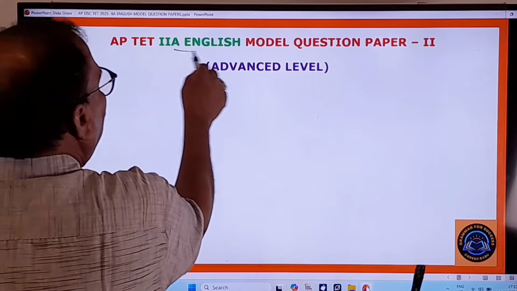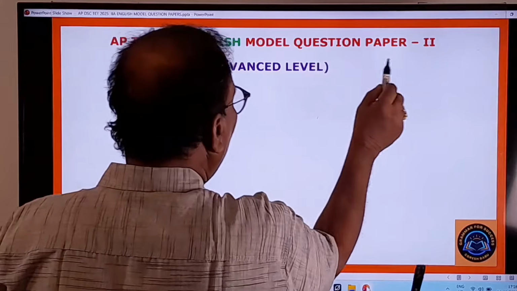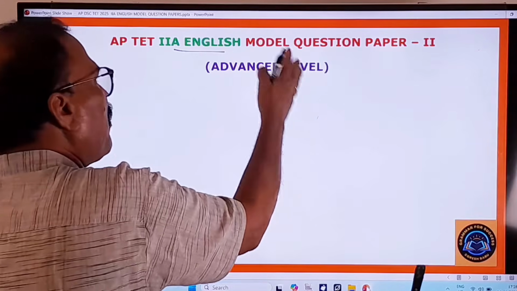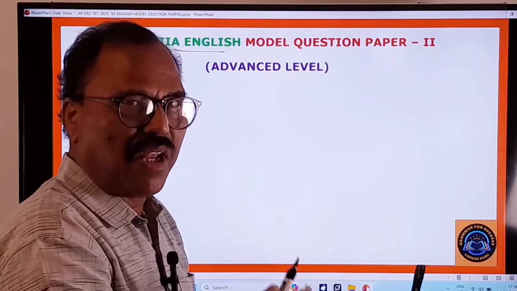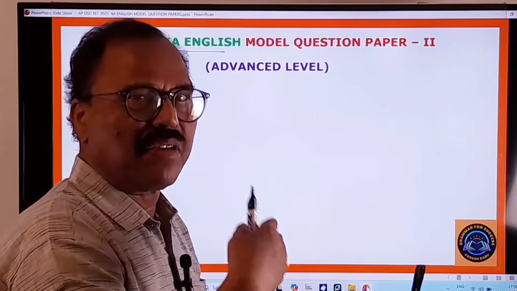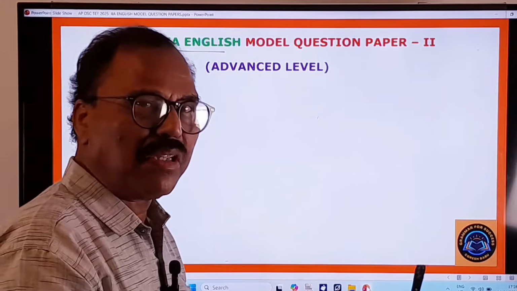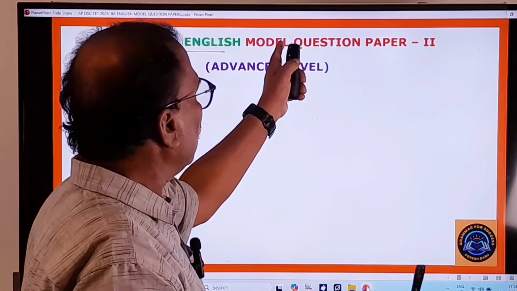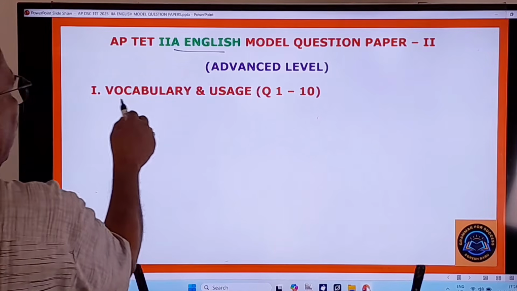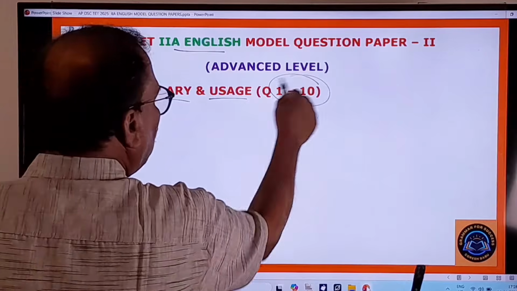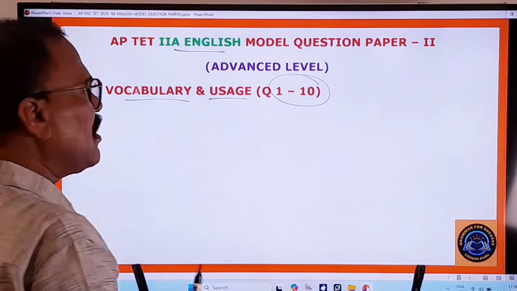AP TET 2A English. 2A English means the special English model question paper 2. You know very well, this question paper was set at an advanced level, and therefore the questions will also be of that advanced level. Anyway, we are now going to learn the answers for all the questions that were given in this model question paper 2. And here you pay attention on vocabulary and usage. 10 questions were given in that paper, and I am going to give you the answers for all of them.